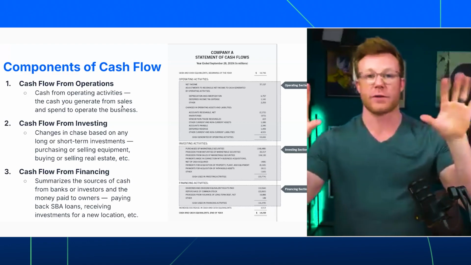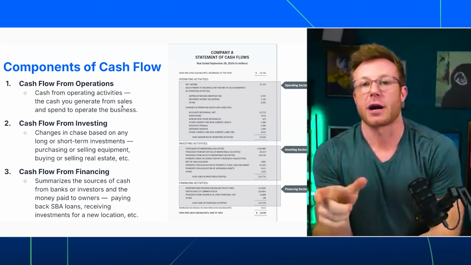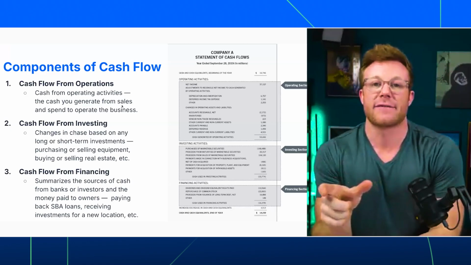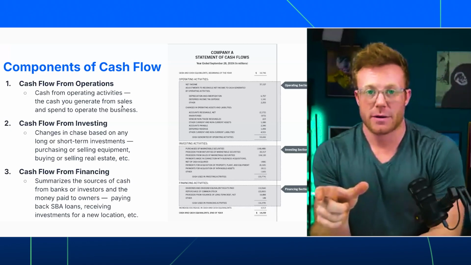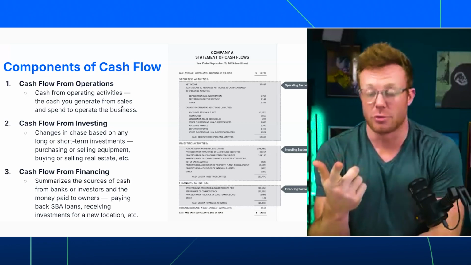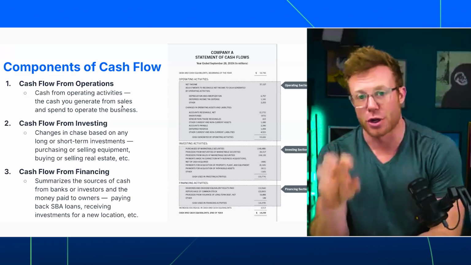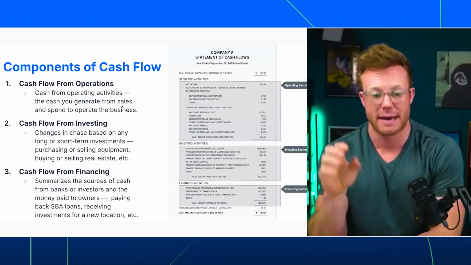Because remember, you are two different things. There's you personally, and there is your business. This is where any of that activity would be classified and measured. If you're getting investment from people, or you're taking loans out from banks, LOCs, lines of credit, all of that would be here in the third section of your cash flow statement.